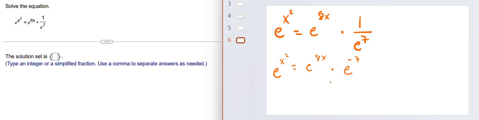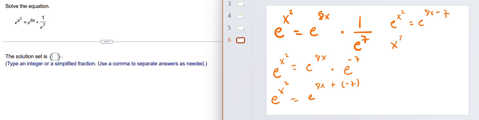Now we know that when we are multiplying, what do we do to the exponents? We add them. So this is e to the 8 plus negative 7, because they're the same bases, therefore I can do that. And then I'm just going to rewrite this right here, and I have e to the x squared equals e to the 8x, a positive times a negative is just a negative. Now my bases are the same, so I can bring down my exponents. I have an exponent of x squared.